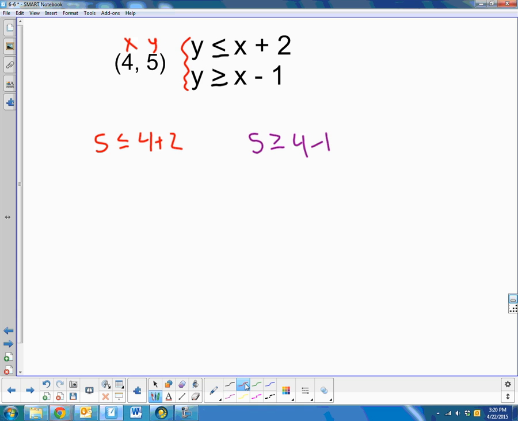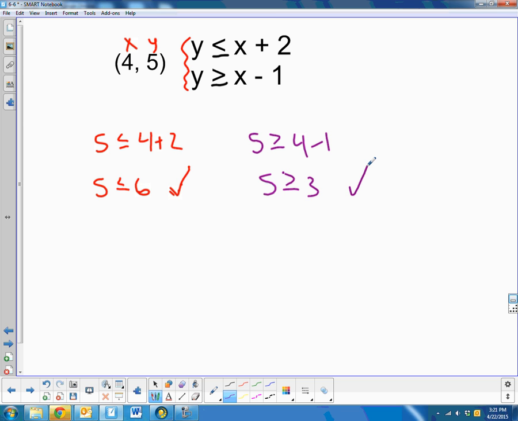We really only need to test them one at a time. If the first one doesn't work, then it doesn't matter. So let's test the first one. 5 less than or equal to 6. Is that true? Yeah, 5 is less than 6. We're good. Try the next one then. 4 minus 1 is 3. Is 3 less than or equal to 5? Yep, 5 is greater than or equal to 3, so it works.